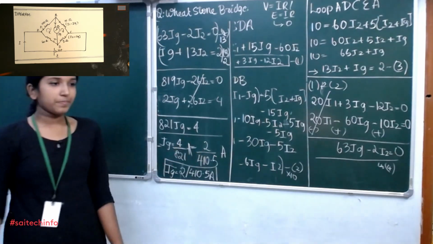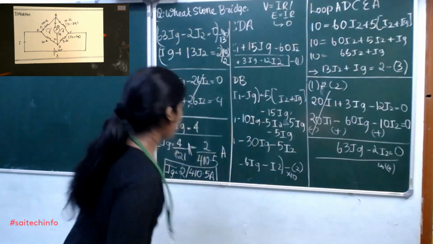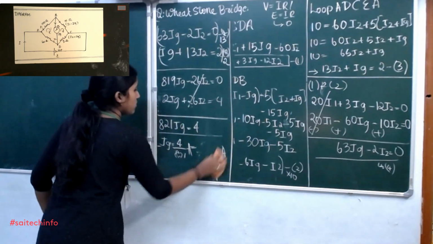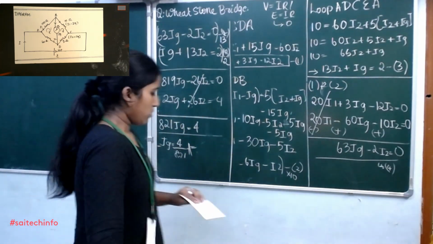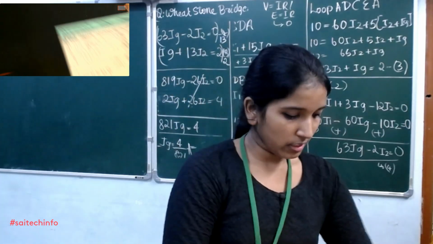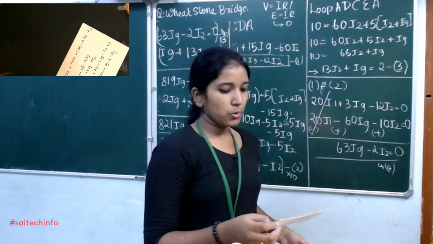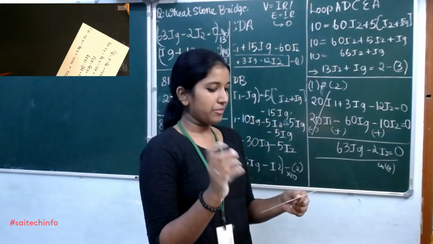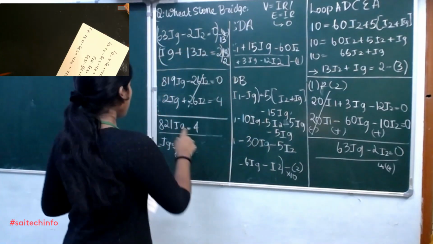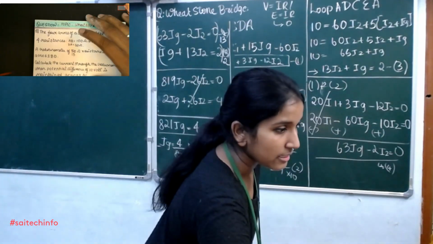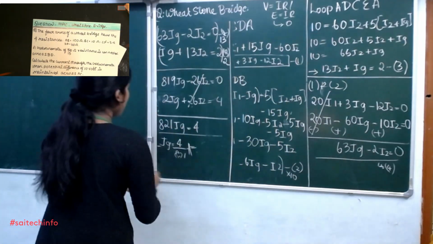So finally we got the answer for the current through the galvanometer when a potential difference of 10 volt is maintained across the AC. We will be getting the answer as 4 by 821 ampere.